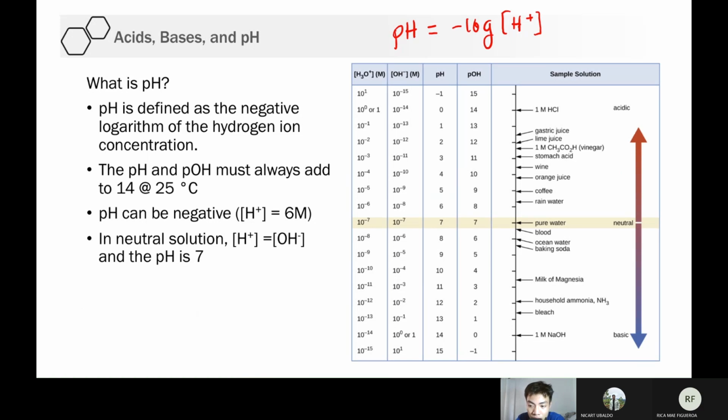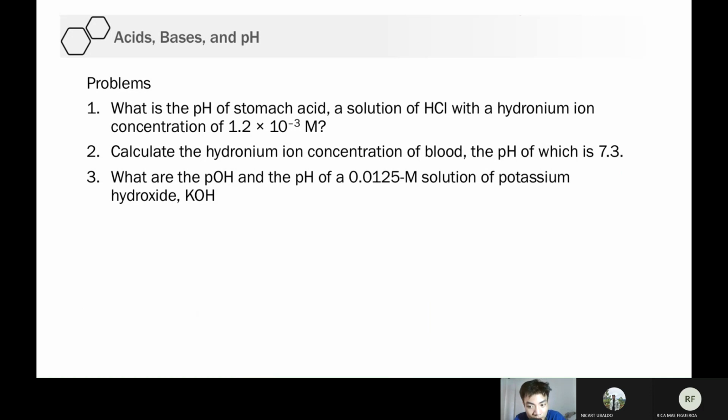Again, our pH is just the negative log of the concentration of the hydronium ion. And that scale ranges from 0 to 14, although it can exceed sa range na yan. So, pwedeng maging negative, pwedeng maging greater than 14. Again, yung counterpart ng pH ay yung pOH. And when you add pH and pOH, it should always be equal to 14 at 25 degrees Celsius. So let's try some examples here.